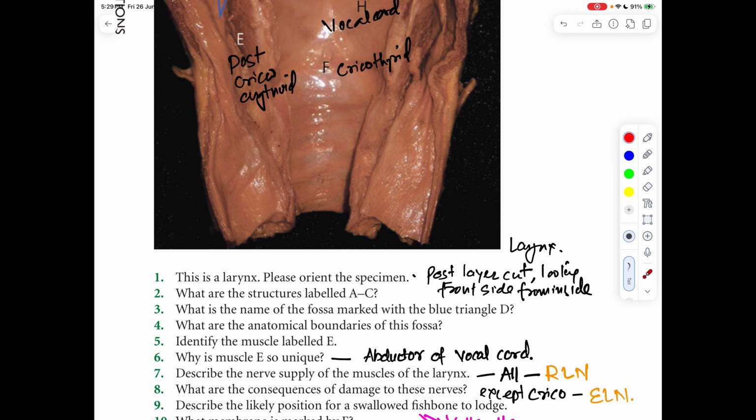Now name the fossa marked with the blue triangle D. So this is piriform fossa. What is the significance of this piriform fossa? It is bounded medially by the aryepiglottic fold, and E is the posterior cricoarytenoid. What is muscle E so unique? E muscle is, so this is like this, abductor of the vocal cords. Identify the muscle E. E is posterior cricoarytenoid.